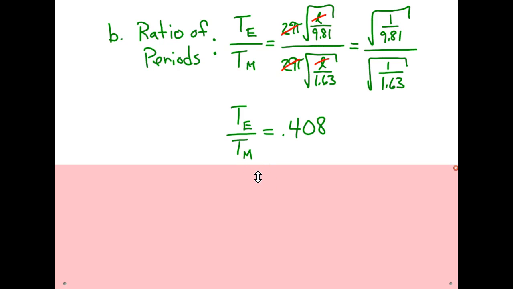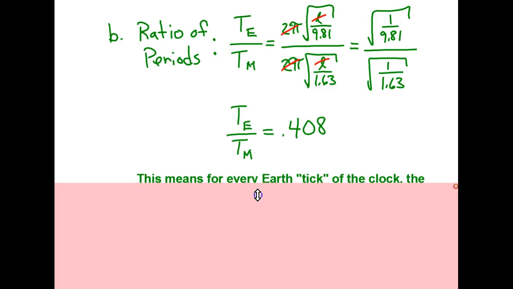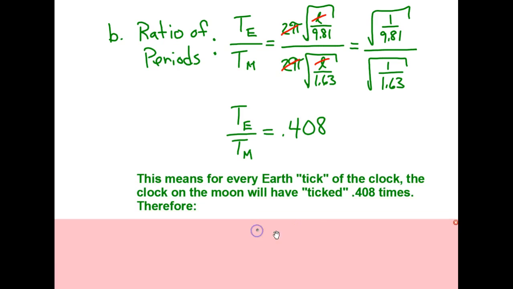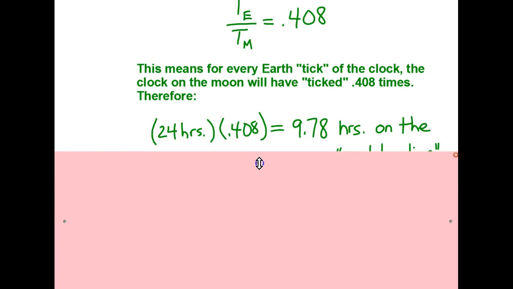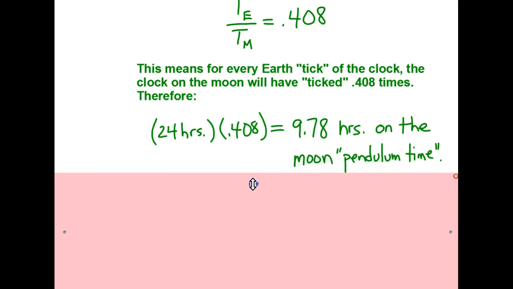We understand that actual time doesn't, but pendulum time on the moon, on this pendulum clock, would slow down since gravity does not restore the pendulum as quickly back to equilibrium as it would on Earth. This means for every Earth tick of the clock, the clock on the moon will have ticked 0.408 times. Therefore, if one Earth day has passed, we take 24 hours and multiply by 0.408 as the factor by which the pendulum clock slowed down, and we get 9.78 hours of moon pendulum time.